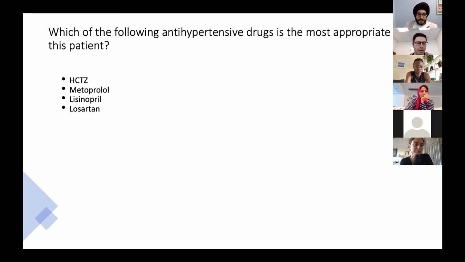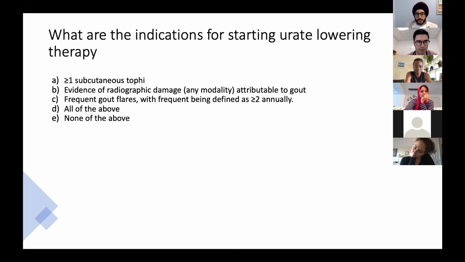Just shout it out. Vincent says losartan. Losartan, yes, because it has uricosuric abilities to excrete the uric acid, so that would be the correct answer here. I'm just going to move on.